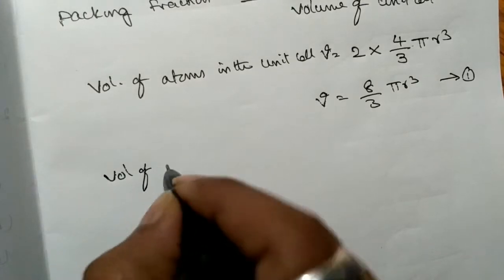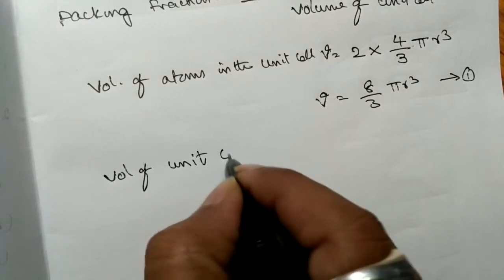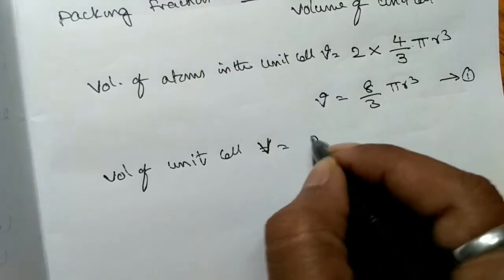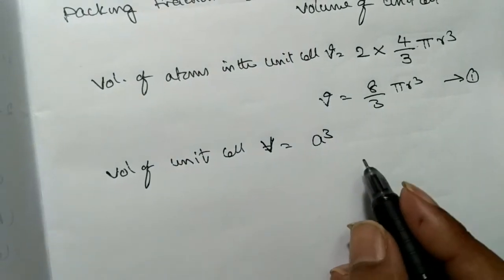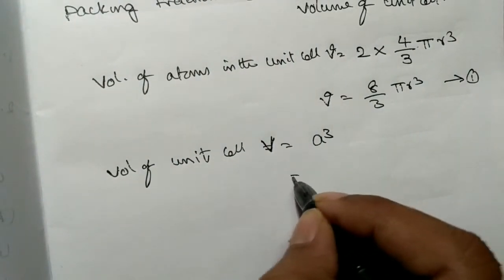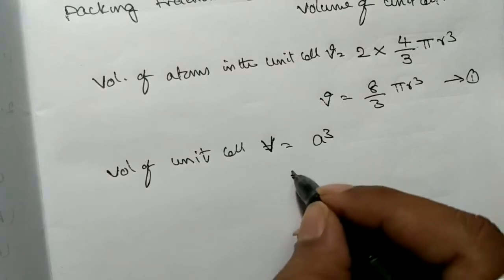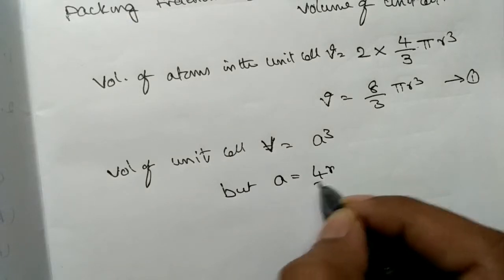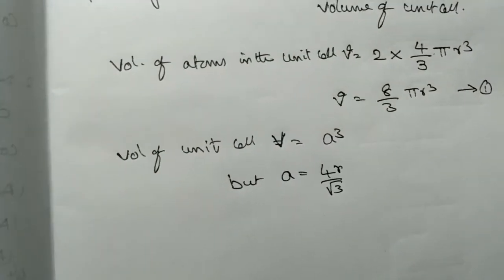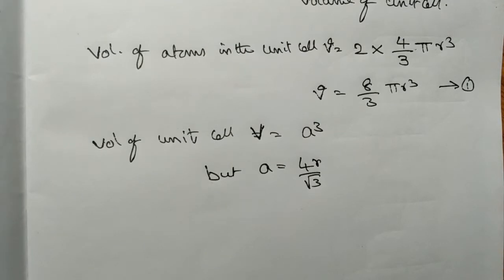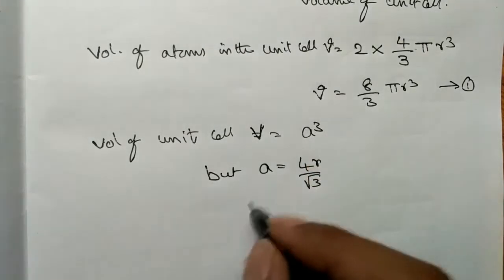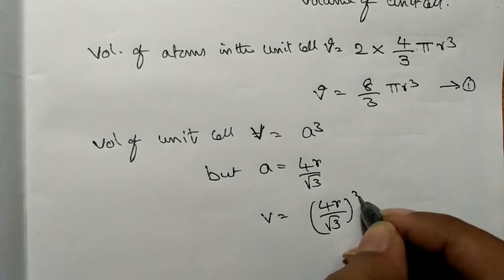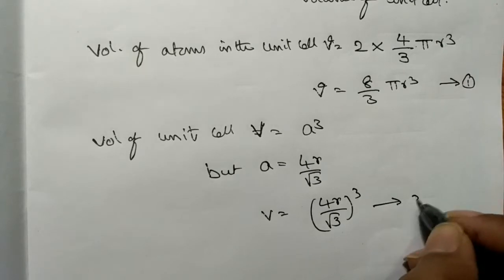Volume of unit cell, this is common for all, that is capital V. Capital V is equal to a cube, a into a into a, length into breadth into height. But a is equal to 4r by root 3. So already we calculated this value in the previous page. Substitute this, then V is equal to 4r by root 3 whole cube. This is equation number 2.